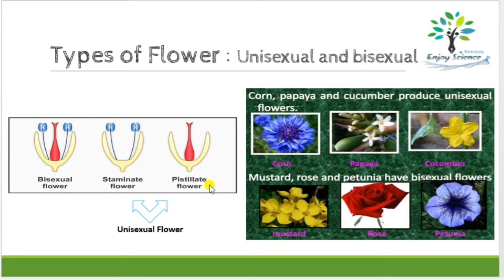So now let's try to understand the different types of flowers. Plants produce two different types of flowers, that is either unisexual or bisexual. Now let's try to understand what those are.